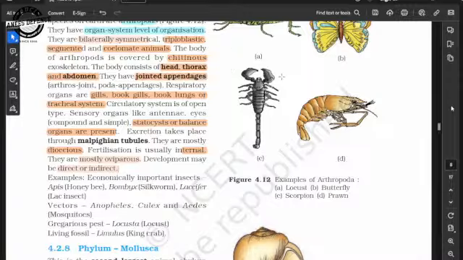Have you marked all the points? Please mention here king crab, living fossil. Done?